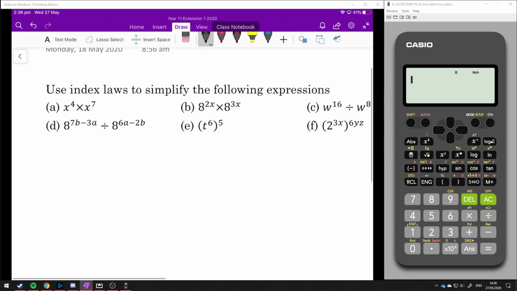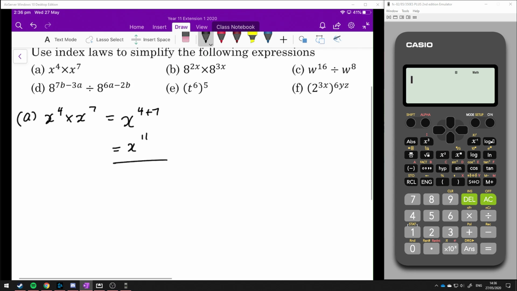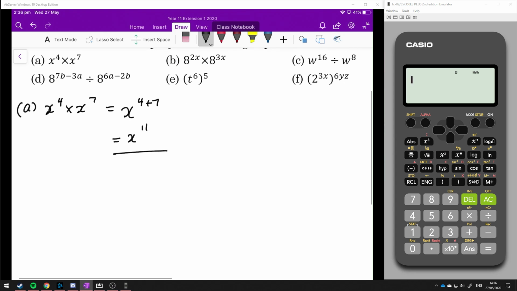We're going to use index laws to simplify the following expressions. Nothing too hard. Let's start with a. x to the power of 4 times x to the power of 7. Well, that's just the same as x to the power of 4 plus 7, which is just x to the power of 11. You wouldn't be required to do all of that working out. You could just go from a to the power of 4 times a to the power of 7 is equal to a to the 11, but I was just showing you how it is done.